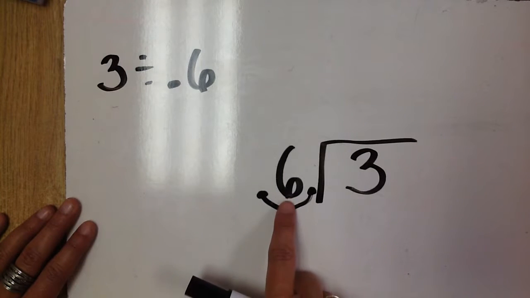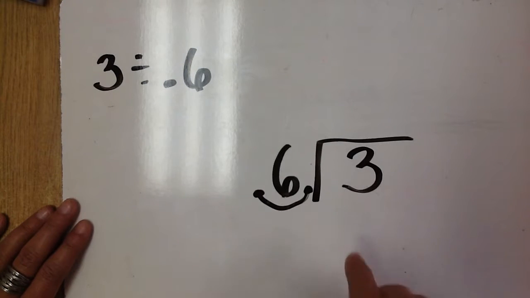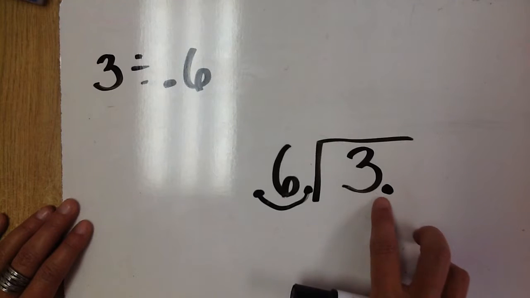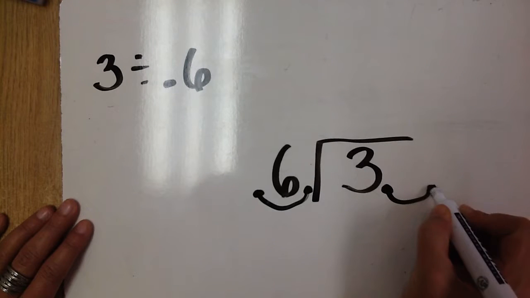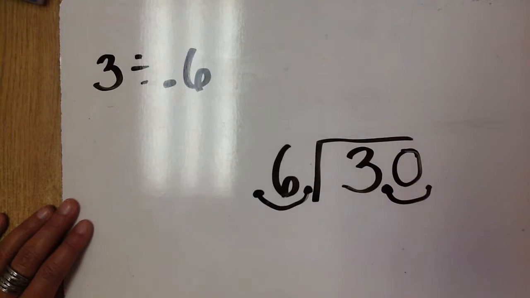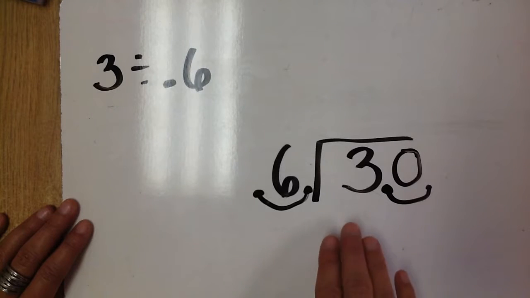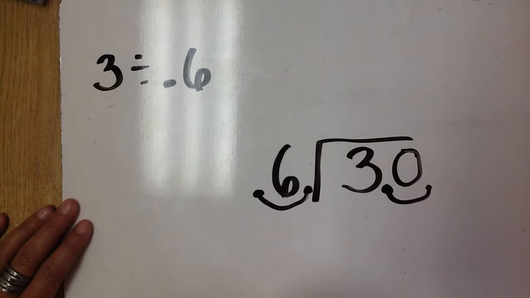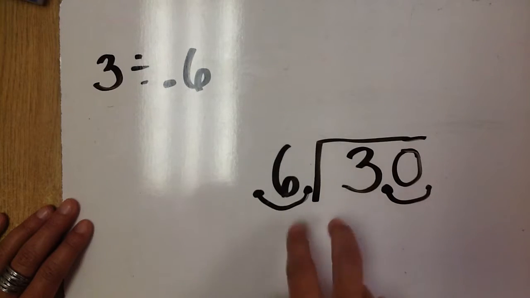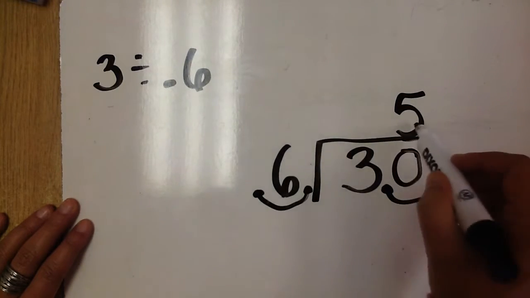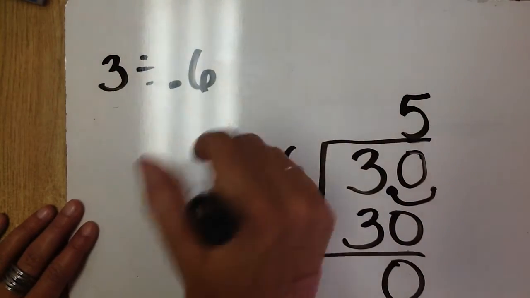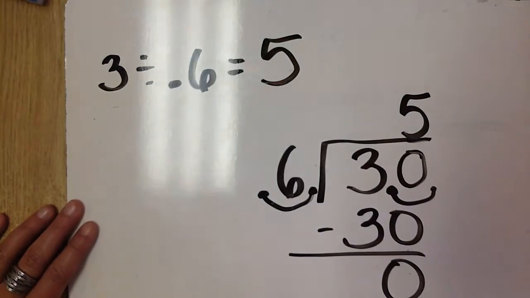Whatever I do to my divisor, I also have to do to my dividend. So in this number, my decimal is here. So I would shortcut shift my decimal 1 place value to the right, just as I did in my divisor. So now instead of 3 divided by 6 tenths, I have 30 divided by 6. And then I can use what I know about division. 30 divided by 6 is 5. So 3 divided by 6 tenths is equal to 5.